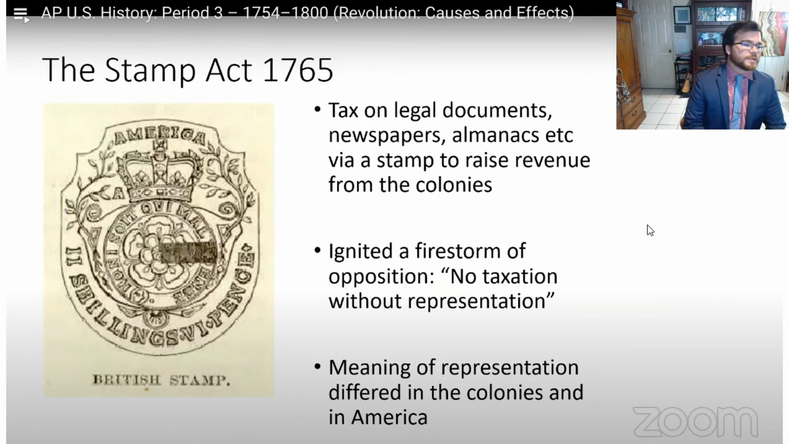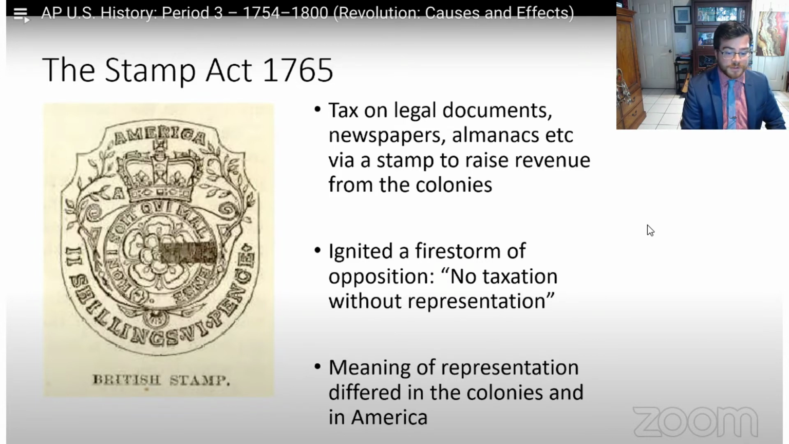Okay. The Stamp Act of 1765. Another tax, guys. All these acts are just taxes. And the colonists are going to get more and more triggered with each and every new piece of taxation legislation. A tax on legal documents, newspapers, almanacs, everything that deals with paper or printed material. And this is where people are like, I've had it. No taxation without representation.